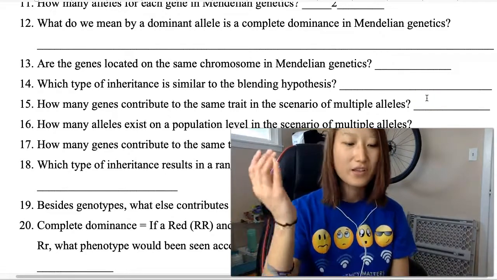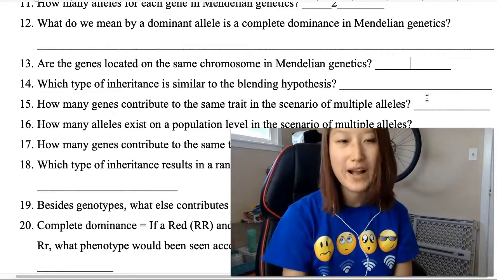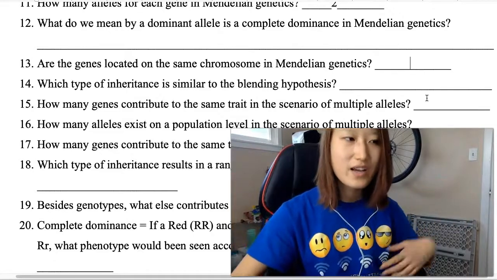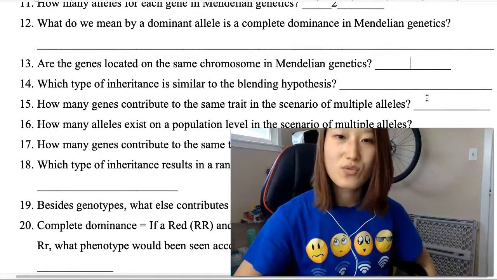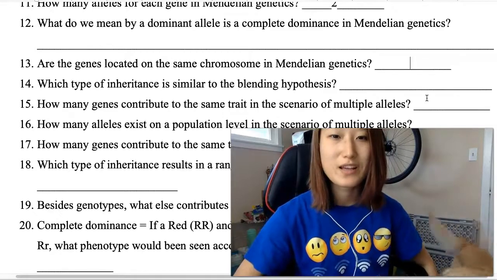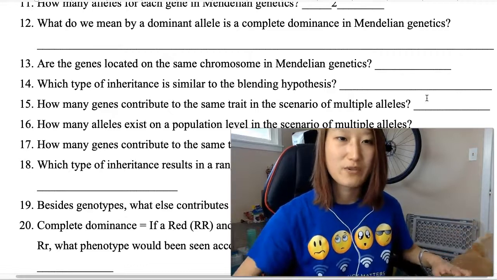When we talk about the pea color, whether it's yellow or green, and then the wrinkled and the round, the reason why you can have the FOIL method giving you all kinds of 4 by 4 Punnett squares and all that is because the roundness and the color of the pea are located on two different chromosomes. So they're not related at all.